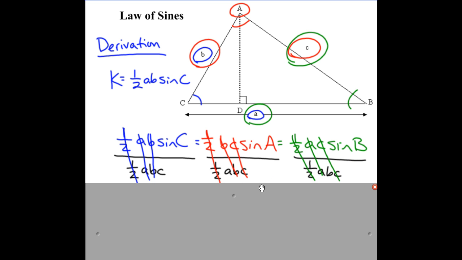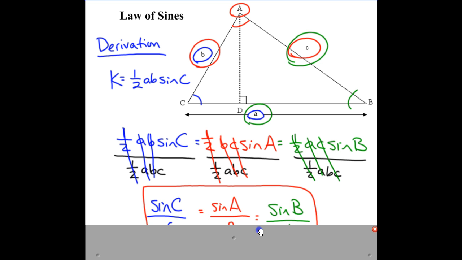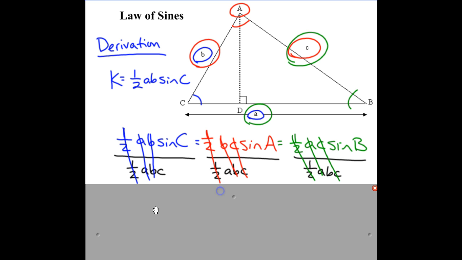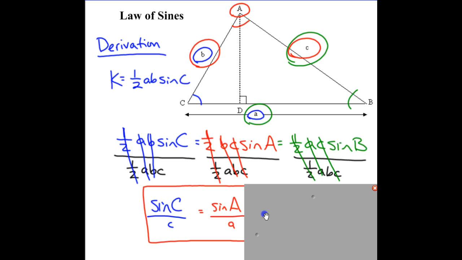And what remains is the law of sines. Pretty cool. You just derived it. Sine of C over little c, sine of angle A over little a, sine of angle B over little b. That is the law of sines. Now it looks pretty complicated, but in fact, when we use the law of sines, we're only ever going to use two of its parts. We'd never use all three parts of the equation.